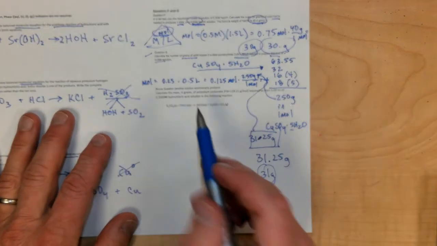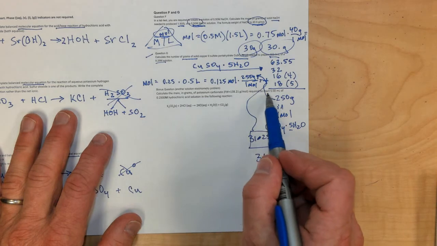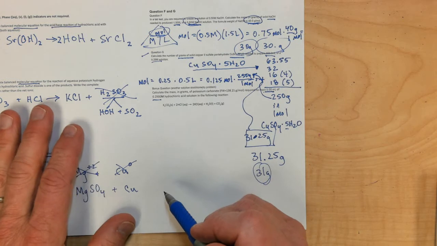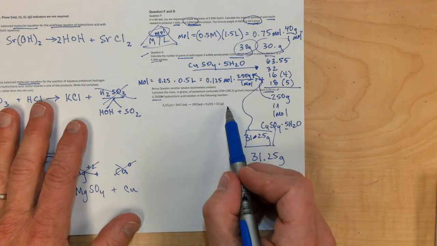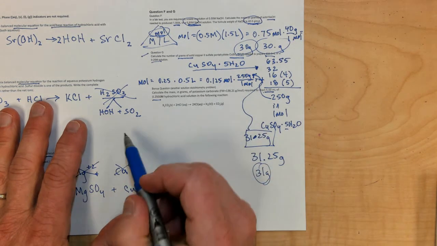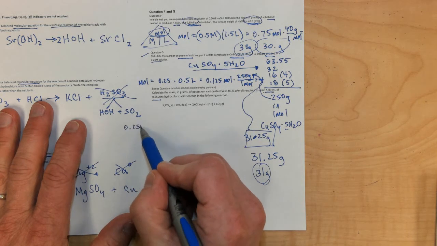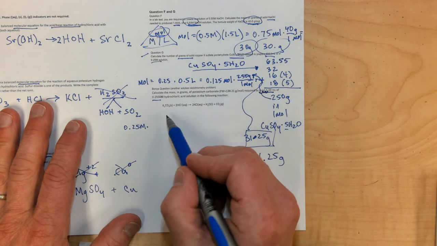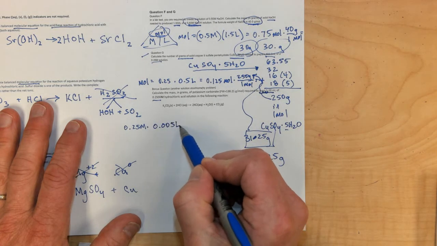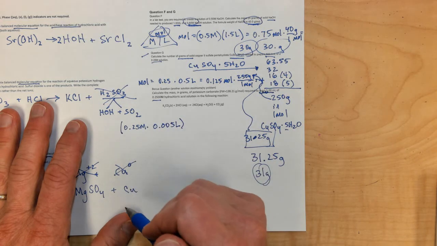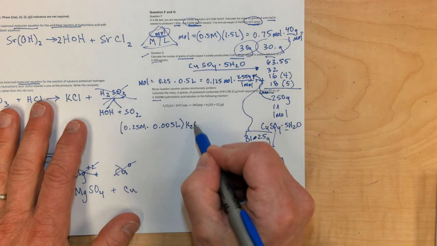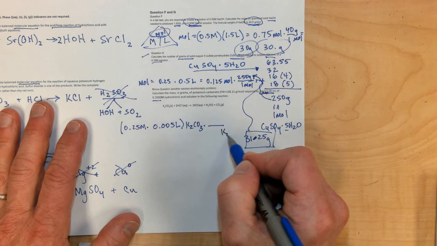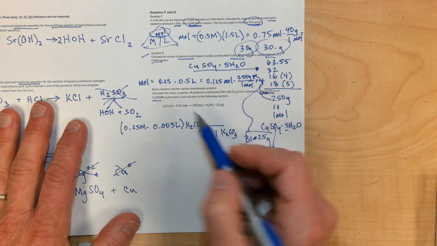Bonus question, calculate the mass in grams of potassium carbonate required to react with 5 milliliters of 0.25 molar hydrochloric acid solution in the following reaction. Step number 1, balance the reaction. Step number 2, when in doubt, convert to moles. So we have 0.25 molar, multiply it by our liters, 5 milliliters, 1, 2, 3, 0.005 liters. That's my number of moles of potassium carbonate.